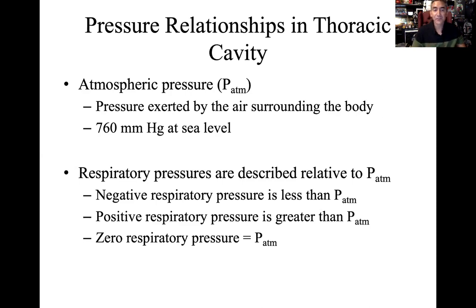comparative average. So when we talk about respiratory pressures, they are described relative to atmospheric pressure, relative to 760 millimeters of mercury. So negative pressures would be a pressure less than 760, positive pressure, pressure greater than 760. And if it's a zero pressure, that means we're at 760. So all of these pressures I'm going to talk about in the next few slides will be linked back to that 760 as that relative standard.